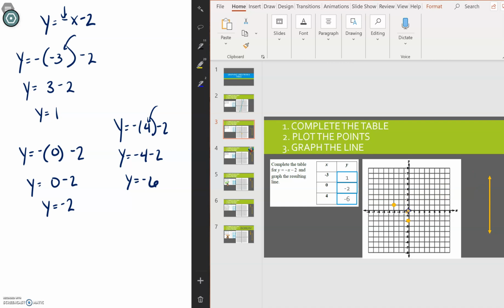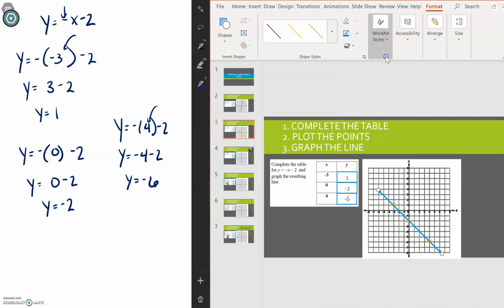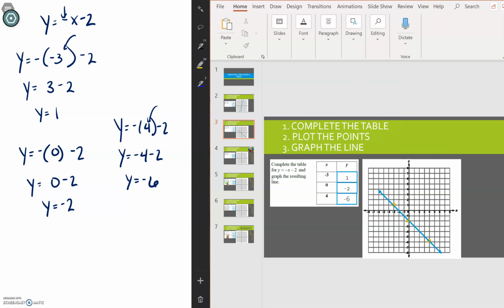And our last point, 4, negative 6. So I'm going to go to the right 4 and down 6. Alright, I have my points plotted, so I'm going to drag my line over, tilt it a little. Sometimes it takes several tries to make it look good. Make sure you extend it past the last 2 points. And again, we have the arrows on it already. So we are good to go.